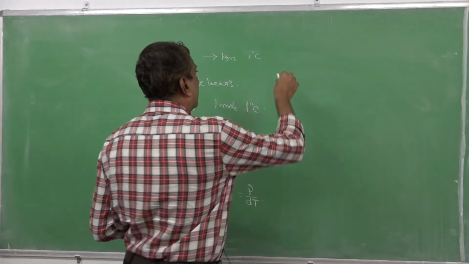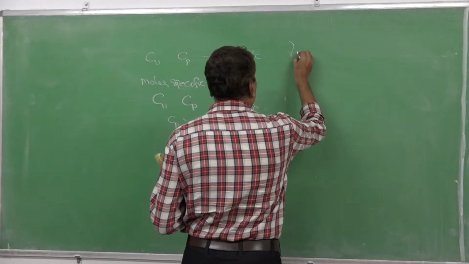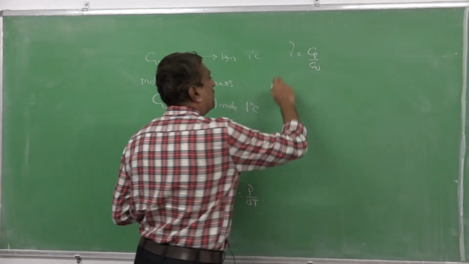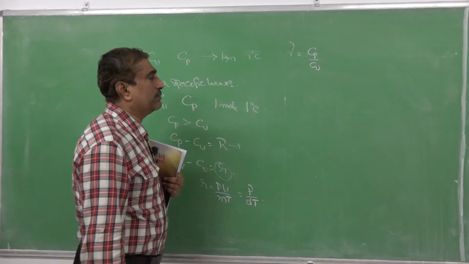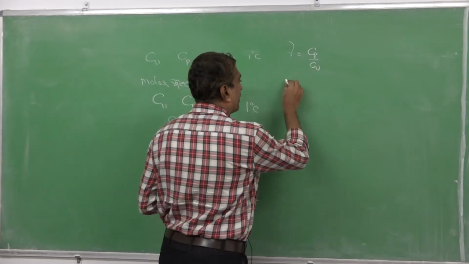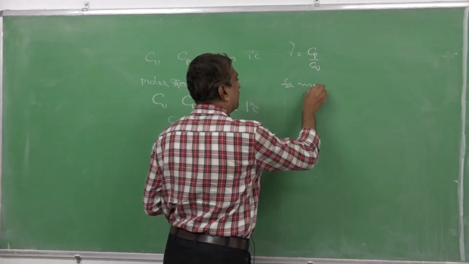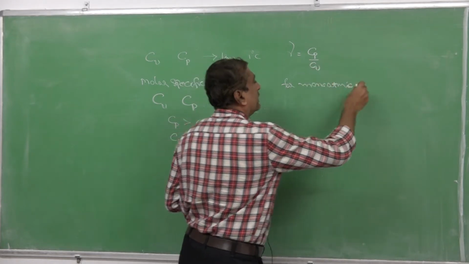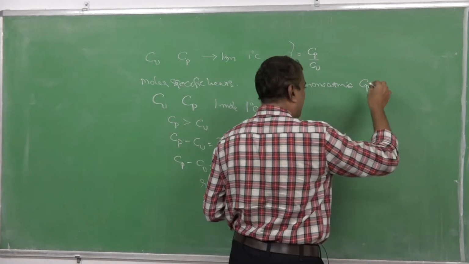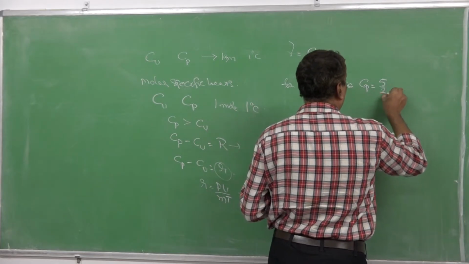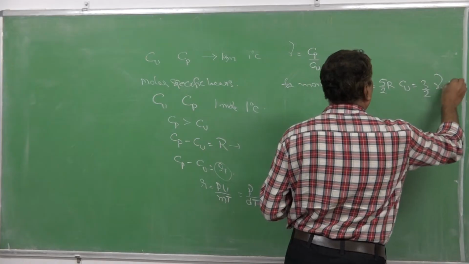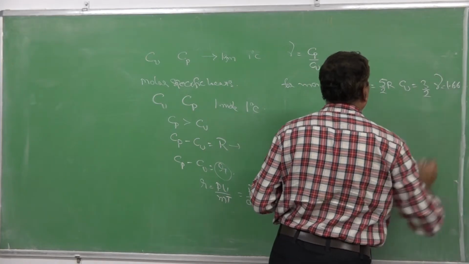Next, gamma is the ratio of specific heats. Cp by Cv is called gamma. So gamma is the ratio of specific heats, and for monatomic gas, Cp is 5 by 2R and Cv is 3 by 2R, and gamma is 1.66.